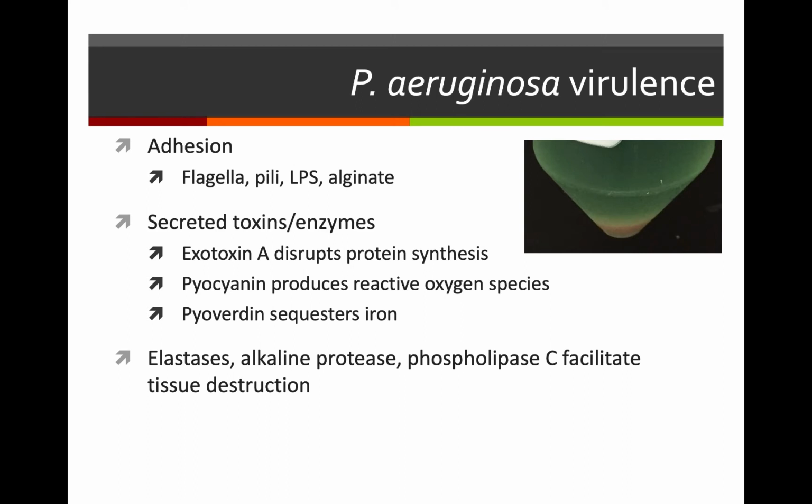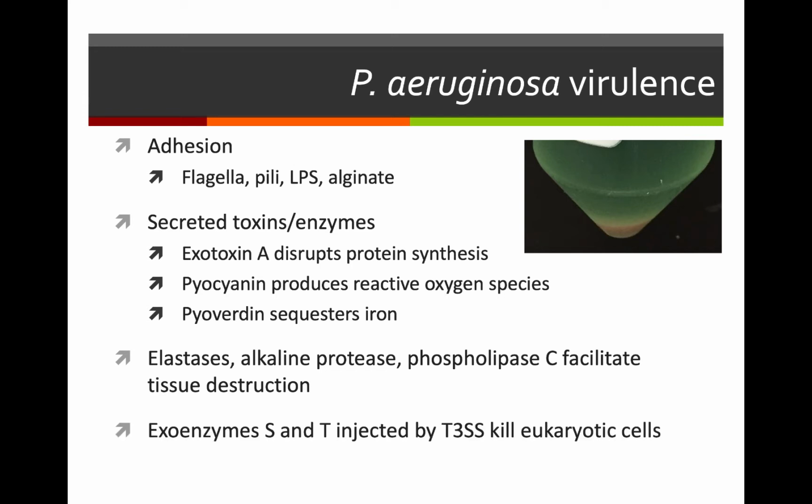Additionally, a number of other enzymes are produced by this bacterium, including elastases, proteases, and phospholipase C, which facilitate tissue destruction. So they can degrade connective tissue and lipid bilayers. They also have a type 3, this is getting nasty, right? They also have a type 3 secretion system. They inject a couple of enzymes called exoenzyme S and T into eukaryotic cells, which will kill those cells. So I guess if we were to assign a purpose in life to Pseudomonas aeruginosa, it's trying to kill you.